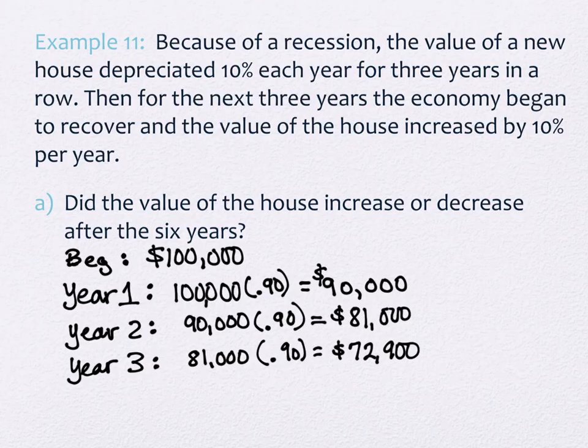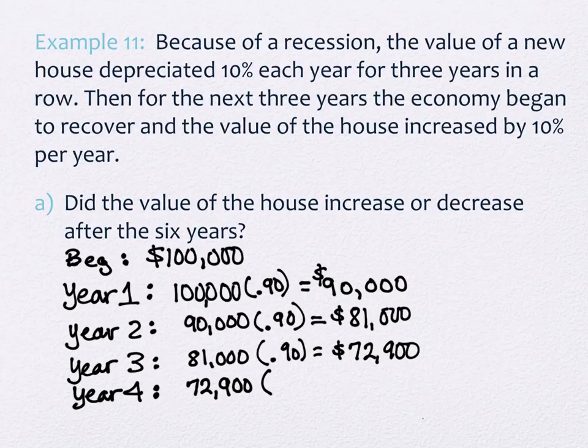Okay, so it didn't go down to 70,000, right? It did not lose 10,000 per year. It only went down to 72,900. And then the economy starts to recover. So when the economy starts to recover in year 4, instead of it going down in price, it goes up in price.